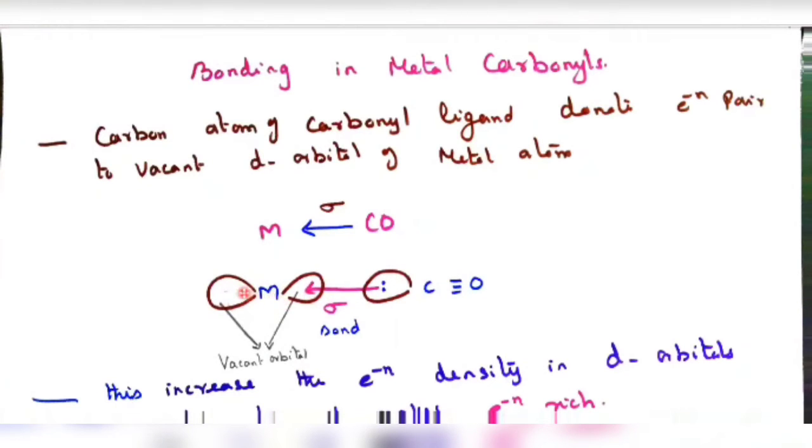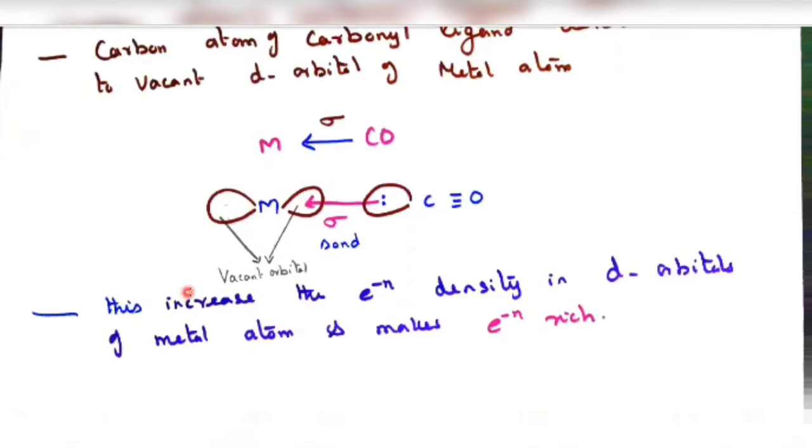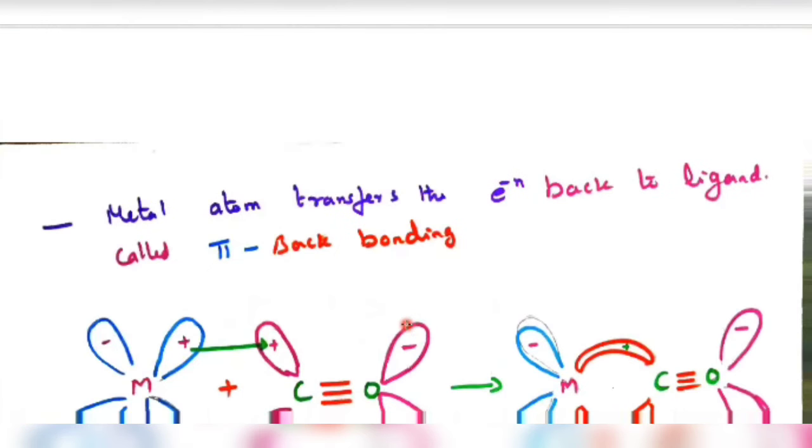This is the metal, which contains a vacant d orbital. Carbon donates electrons into this vacant d orbital and forms a bond. That bond is called a sigma bond. When the electrons are taken from the ligand, the electron density of the d orbital increases, so the metal becomes electron rich. Then it starts to give back. The metal atom transfers the electrons back to the ligand, called pi back bonding.